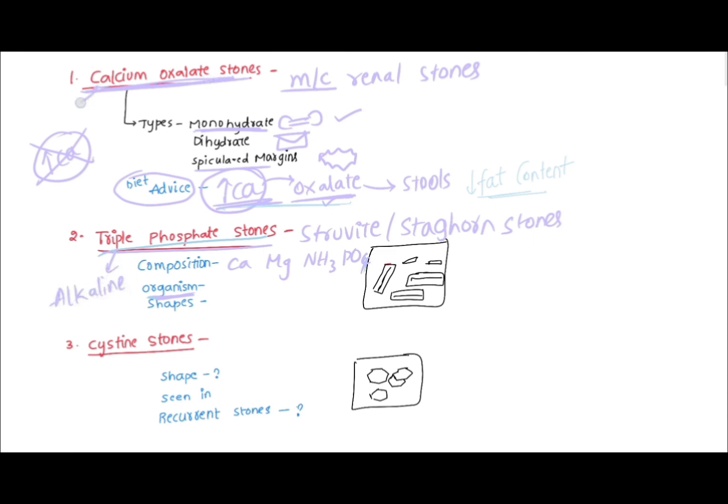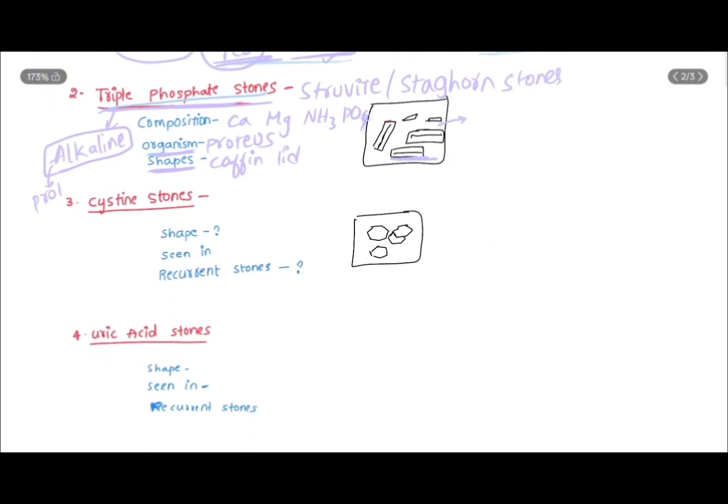And I forgot to tell you, calcium oxalate stones tend to form in acidic urine. You should understand the difference, right? So in alkaline urine, these struvite stones are formed, especially when infected by the proteus organism. What is the shape of these struvite stones? Coffin lid. As you can see in this image, the shape of the struvite stones is coffin lid.